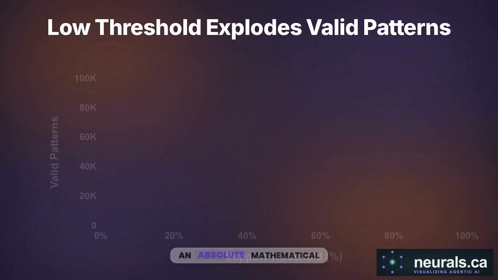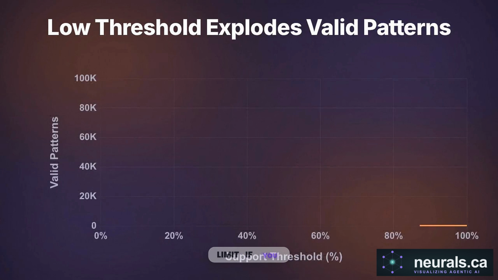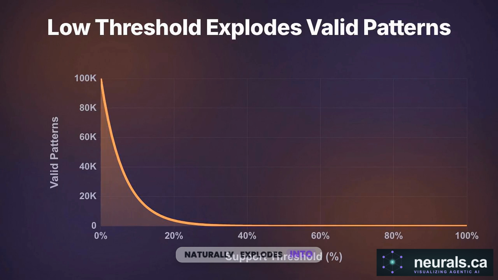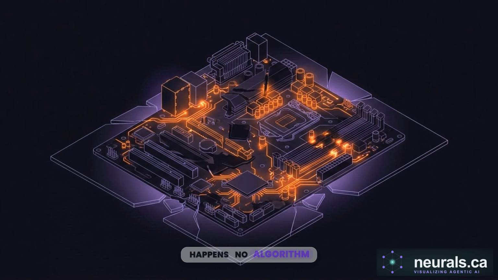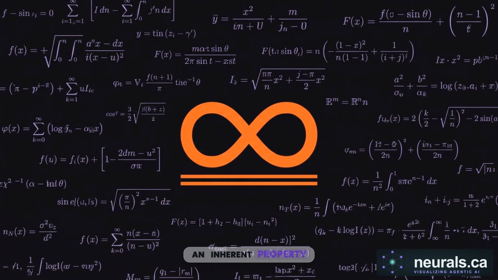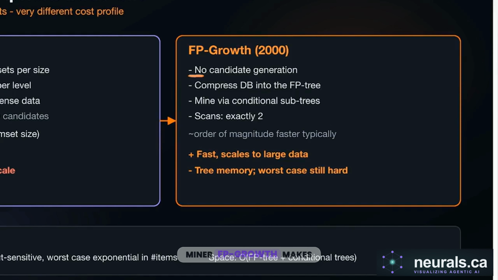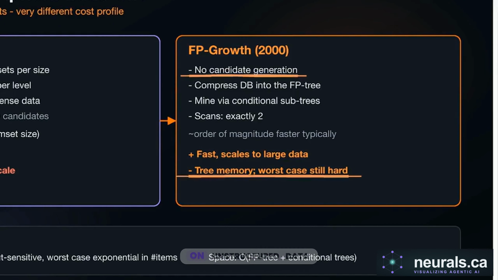There is also an absolute mathematical limit. If you set your support threshold extremely low, the total number of valid patterns naturally explodes into an exponentially massive list. When that happens, no algorithm on Earth can mine it efficiently. That explosion is an inherent property of the mathematical answer, not a flaw in the miner. FP growth makes a clear trade. It sacrifices candidate generation for intense memory pressure, and on unstructured data, that trade goes bankrupt.